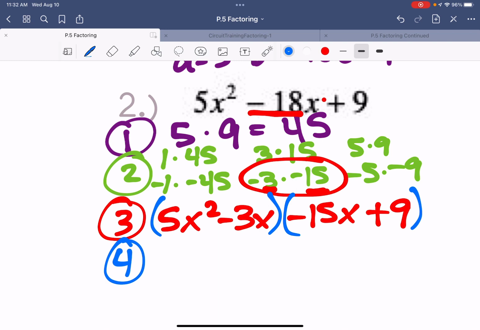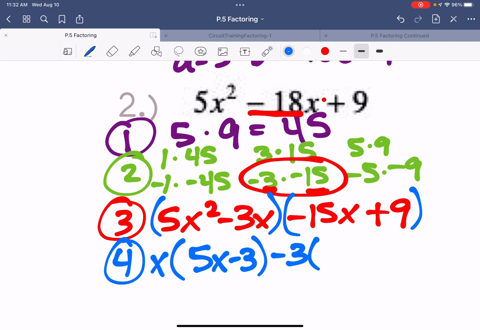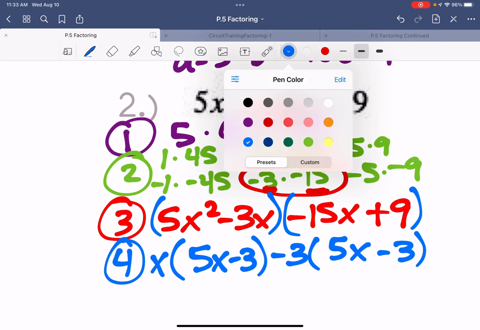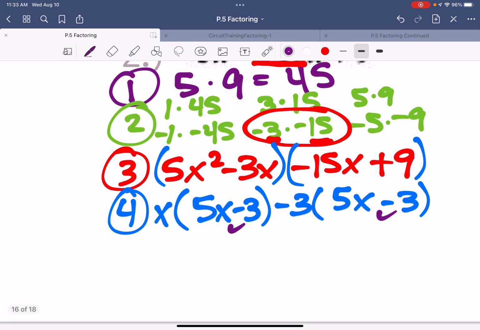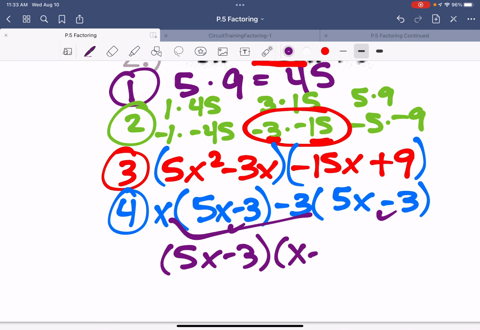Once I've put my parentheses, I do the GCF. So the GCF on the first one is just x. So I get 5x minus 3. On this one, again, don't forget to take your sign out, so I take a negative. GCF between 15x and 9 would be 3. So that gives me 5x minus 3. Again, don't forget that that negative 3 divides out, so it flips the signs inside there. We know that we've done this correctly because we end up with the same thing. And so our final answer is 5x minus 3, and then what's on the outside, which is x minus 3.